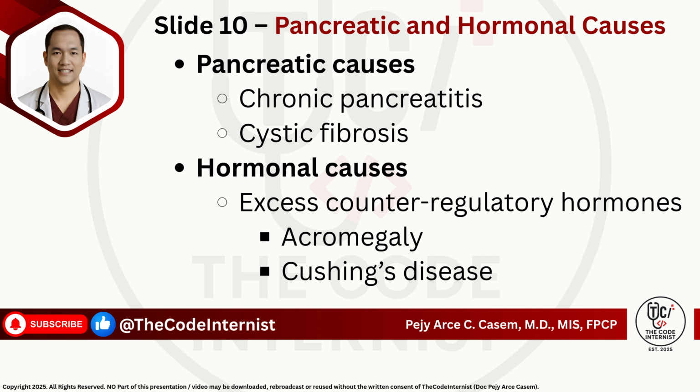Sometimes, diabetes results from damage to the pancreas, like in cystic fibrosis or chronic pancreatitis. These damage the part of the pancreas that produces insulin. In other cases, hormonal imbalances can interfere with insulin's action. For example, in conditions like Cushing's disease or acromegaly, the body produces too many hormones that block insulin, leading to high blood sugar.